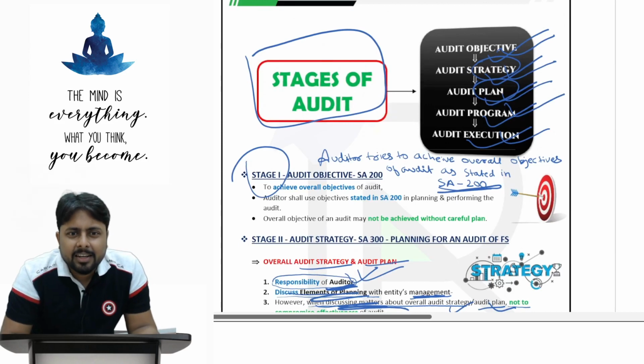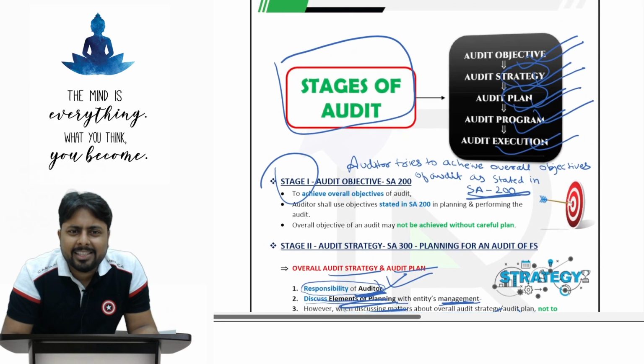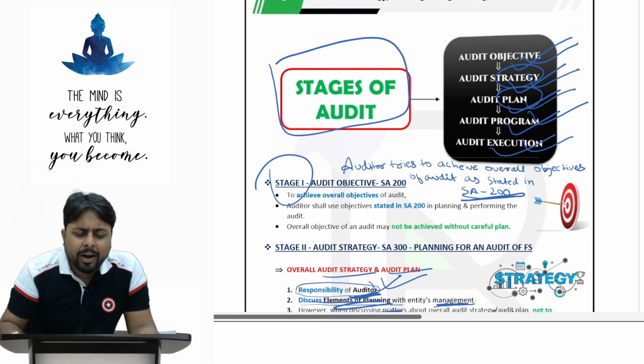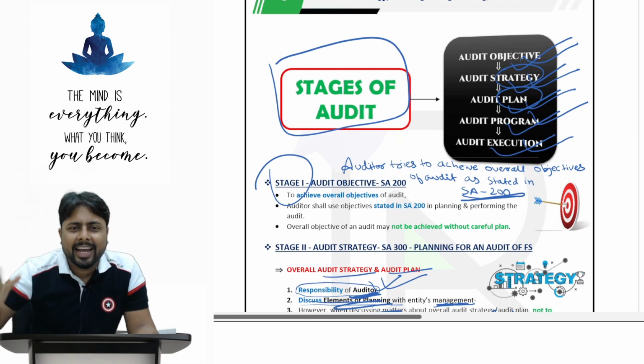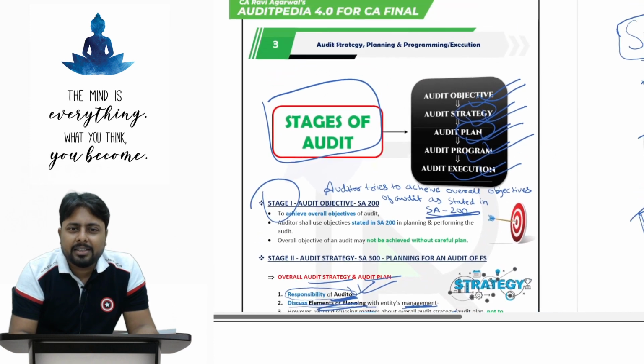And guys, I believe you love this chapter. If anybody next time asks you about the stages, what will you say? Audit objective, then audit strategy, audit plan, audit program, and audit execution. And the entire chapter is inside your pocket.